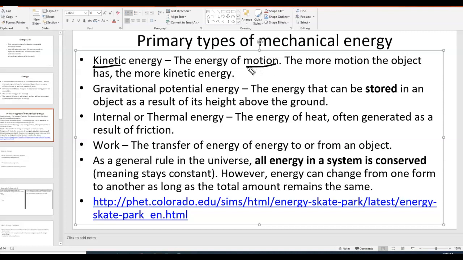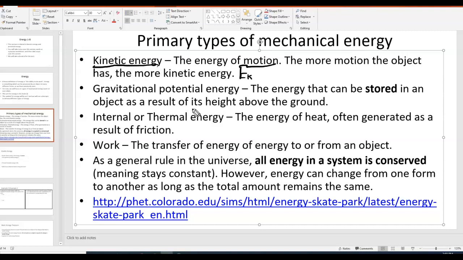Okay, so it's very simple. If an object is moving, it has kinetic energy. If it's not moving, it doesn't have kinetic energy. Okay, the more motion it has, the more kinetic energy it has. Okay, if it's at rest or if it stops moving, it has no more kinetic energy. Okay, the symbol for kinetic energy that we're going to use is going to be EK, for kinetic energy.